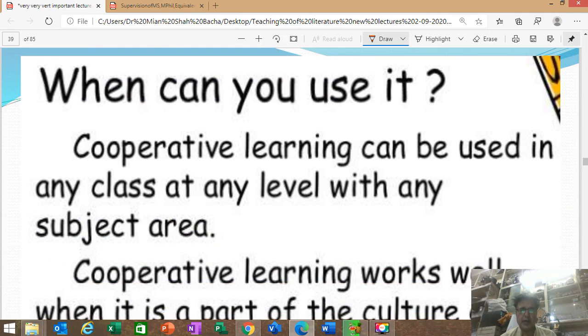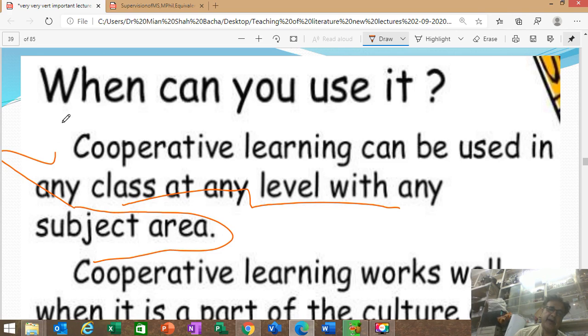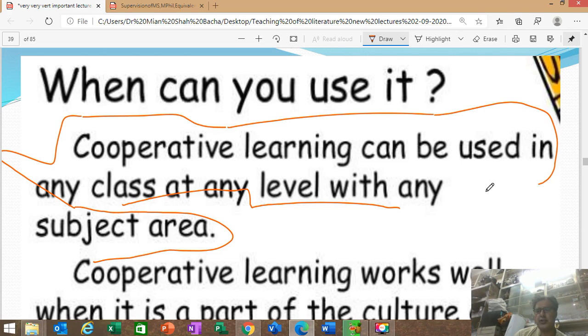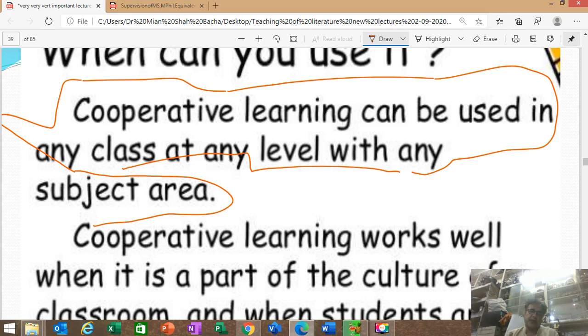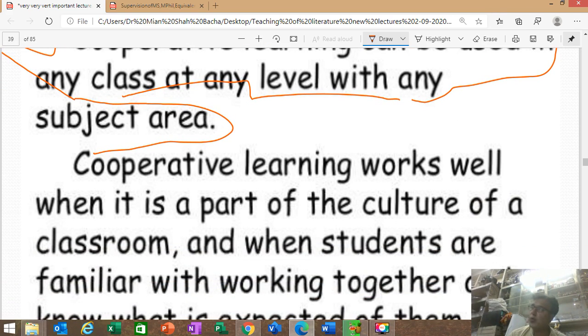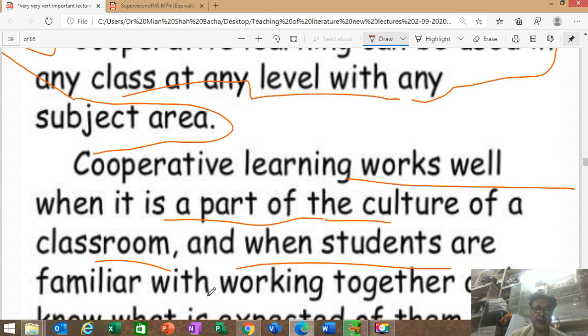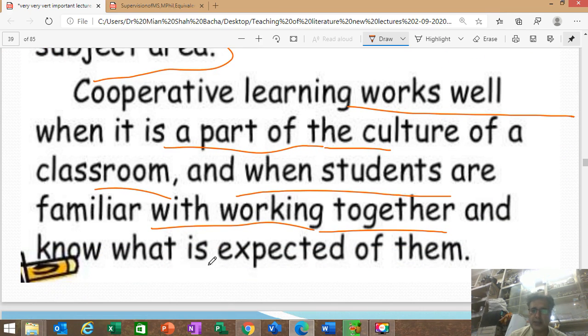When can you use it? Cooperative learning can be used in any class, at any level, with any subject area, remember. All the techniques and approaches in the preceding detail tell you that you can make use of cooperative learning at any level, at any stage, in any subject, anywhere. So we can say cooperative learning works well when it is a part of the culture of a classroom, and when the students are familiar with working together and know what is expected of them.